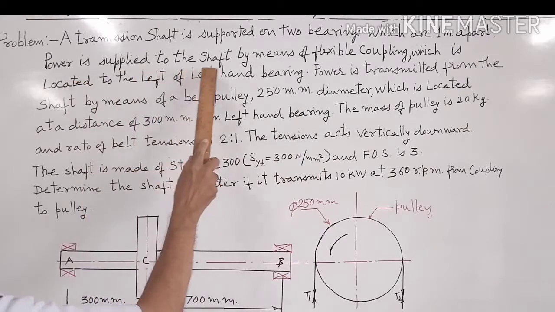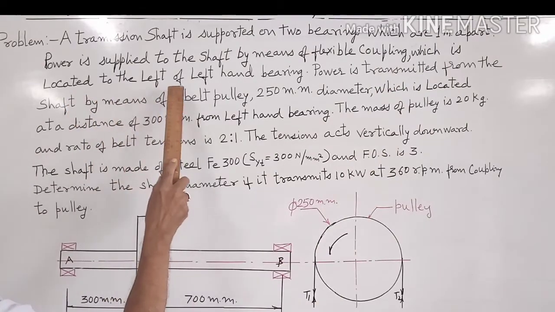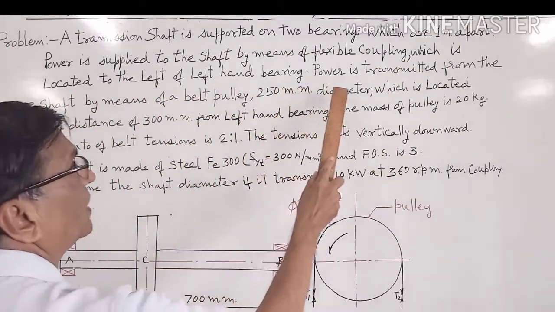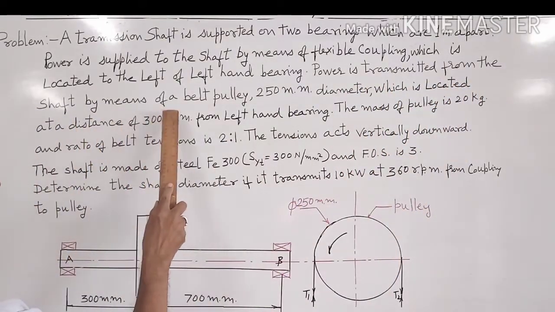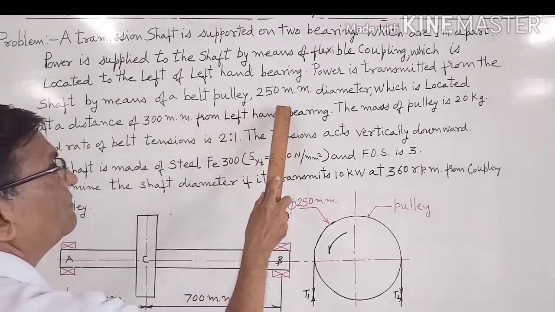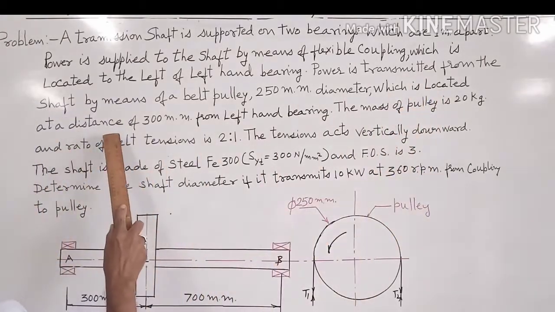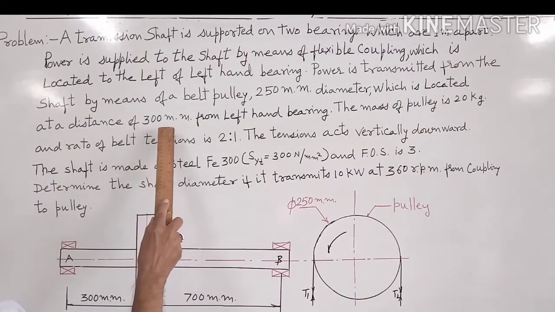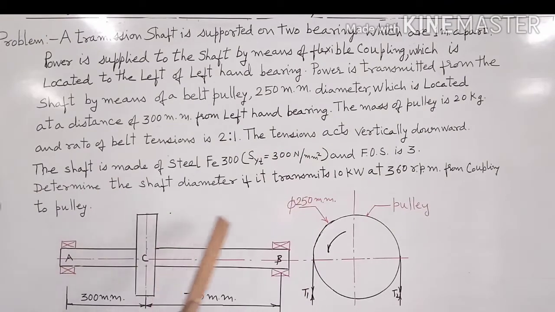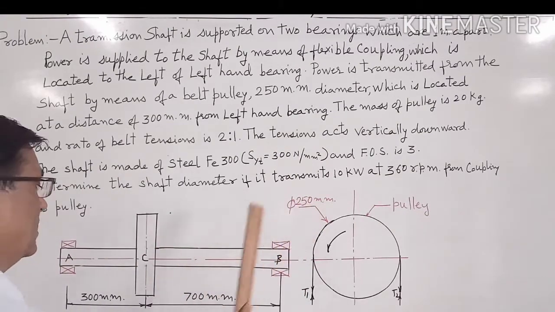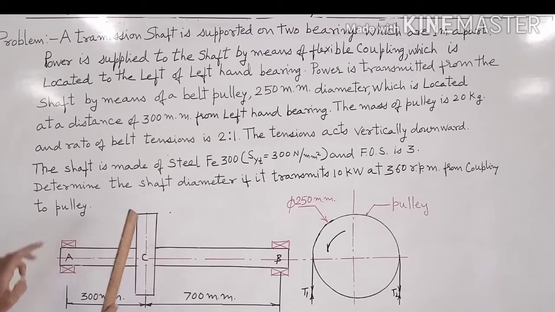Power is supplied to the shaft by means of a flexible coupling, which is located to the left of the left hand bearing. Power is transmitted from the shaft by means of a belt pulley 250 millimeter diameter, which is located at a distance of 300 millimeter from the left hand bearing. So this is the pulley of diameter 250 millimeter, which is located 300 millimeter from this left hand bearing.